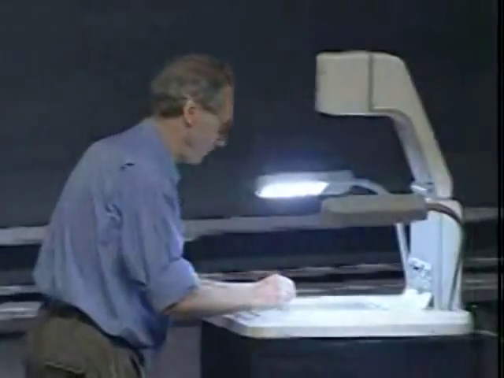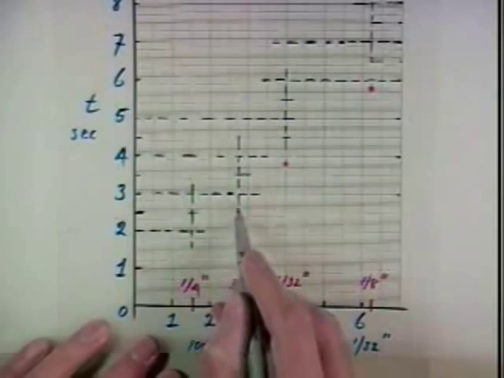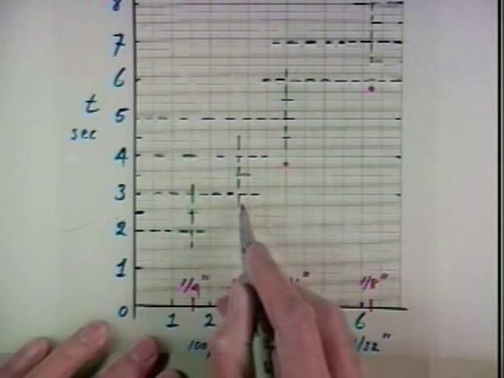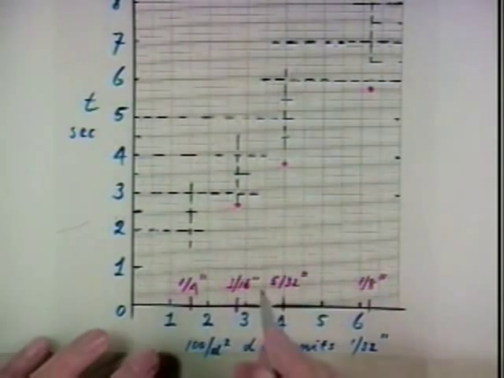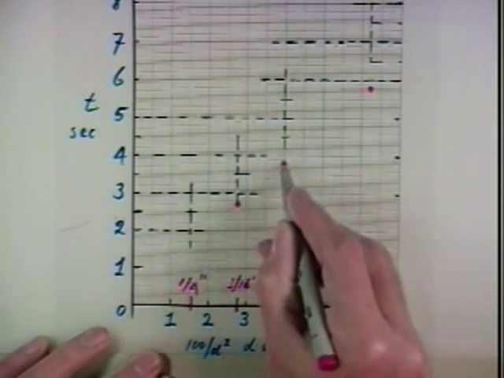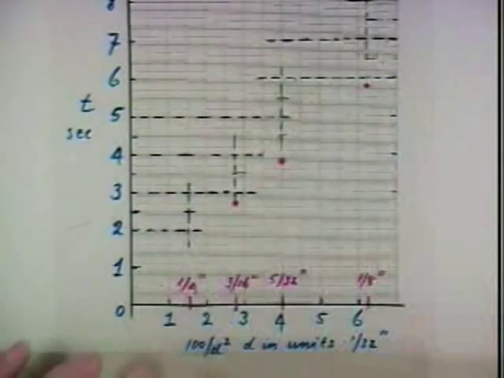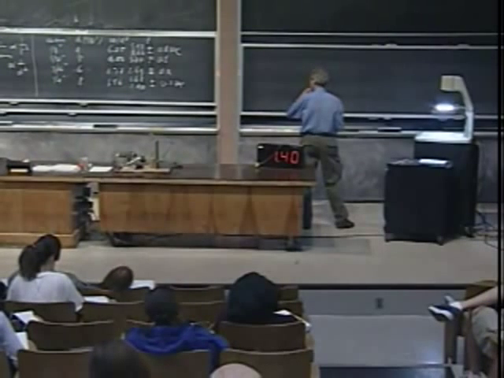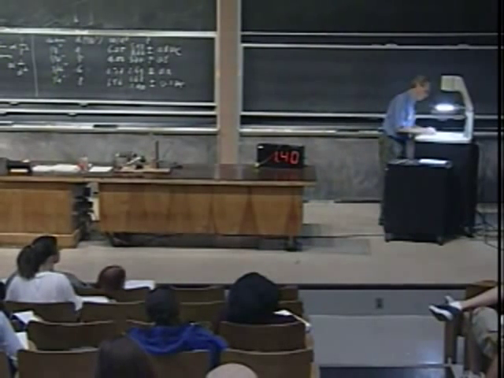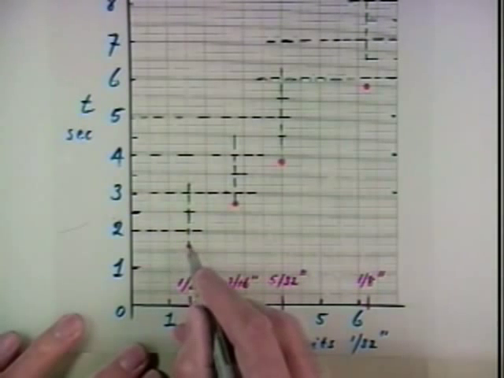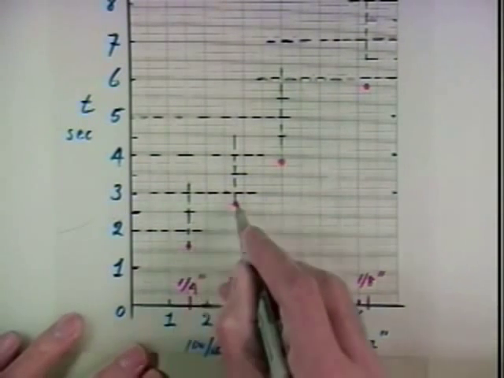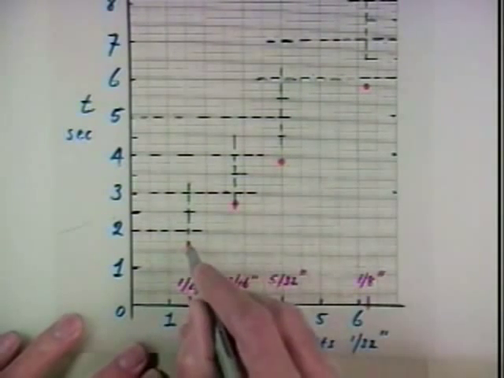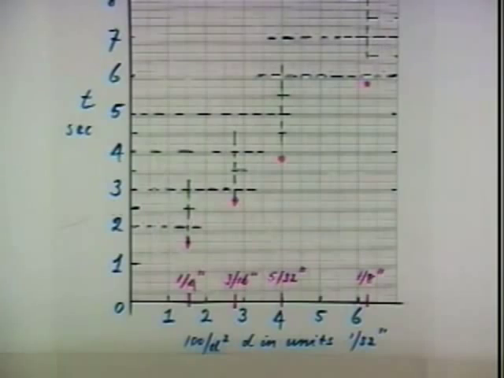Okay, we'll put in a third point. 2.69. I can hardly put in the error of the timing because it is not much larger than the size of my dot. And now we have the last one. Let's take the average. 1.55, with an error of about 2/10 of a second, and this has an error of about 2/10 of a second. All right, there we go.